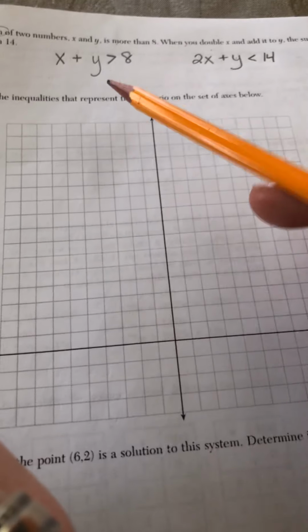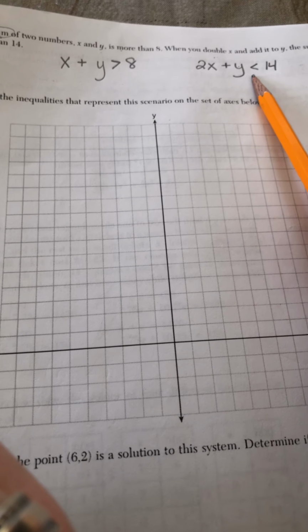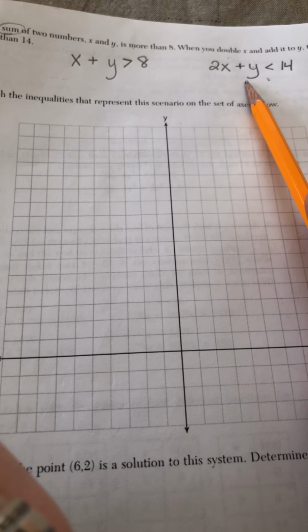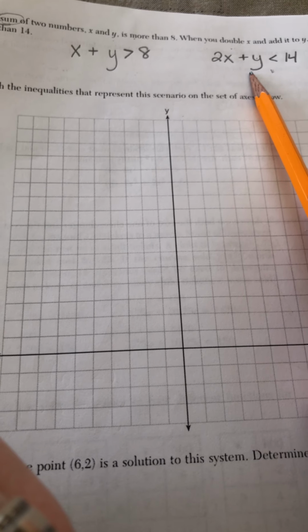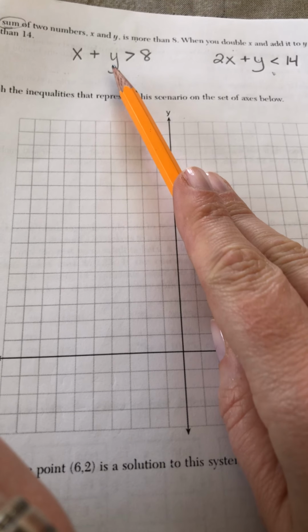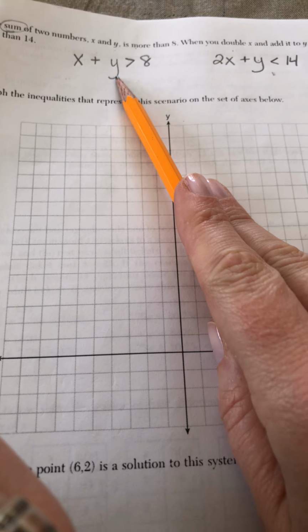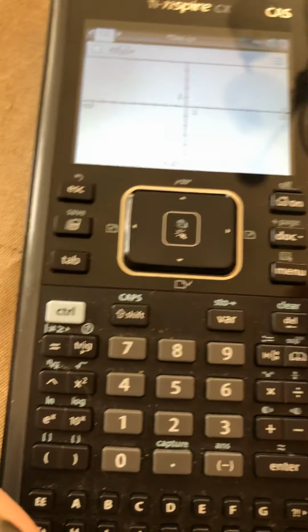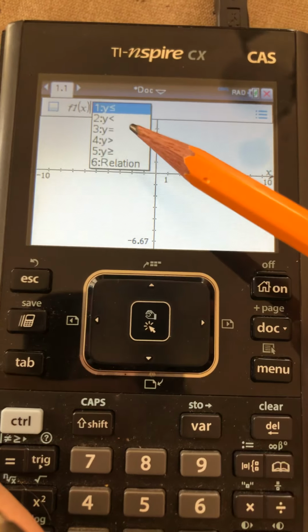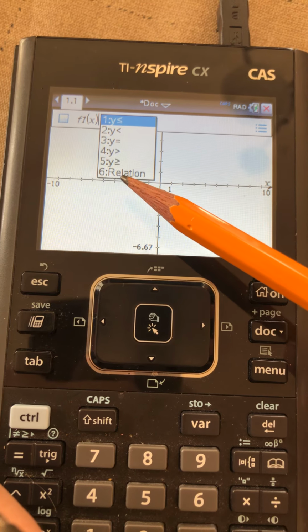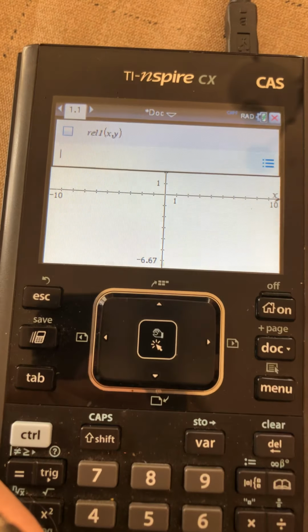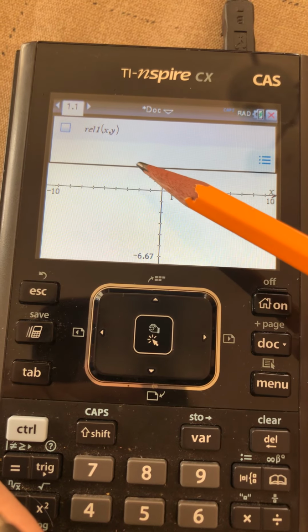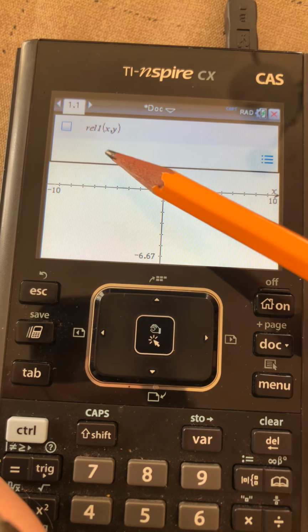So our next job is going to be to graph these two inequalities. Now remember, our calculator will completely do this for us. Otherwise, we would have to solve both inequalities for y and then graph them, okay? But my calculator is going to totally do it for me. Just quick review. Remember, we delete out the equal sign and we go to number 6, Relation, because that's basically an open-ended thing, okay? I'm not going to pick any of those. I'm going to pick relation.